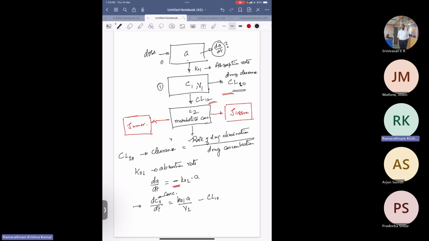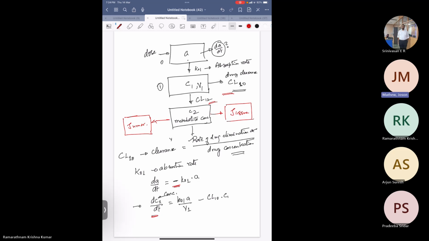CL10, drug elimination, multiplied by drug concentration. What is drug concentration? C1. Is that enough? No, that's C2, elimination also. Wait, so this is the rate of elimination. But I am looking at concentration per elimination. So what do I do?